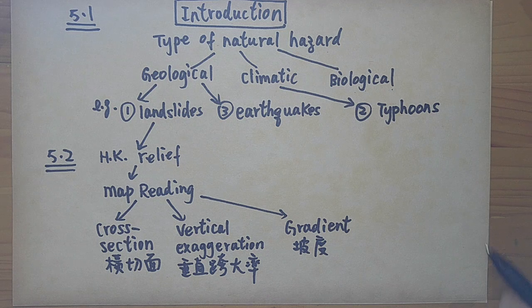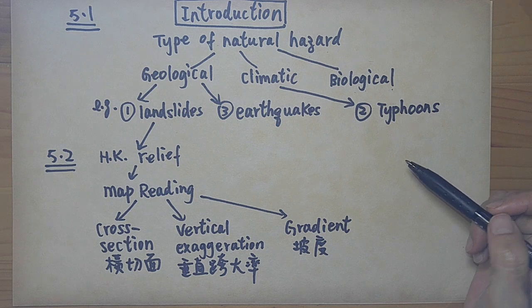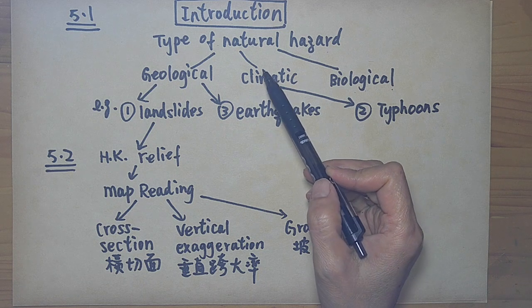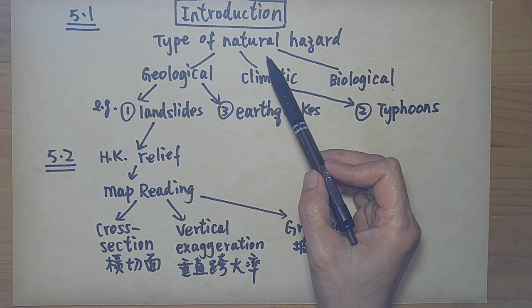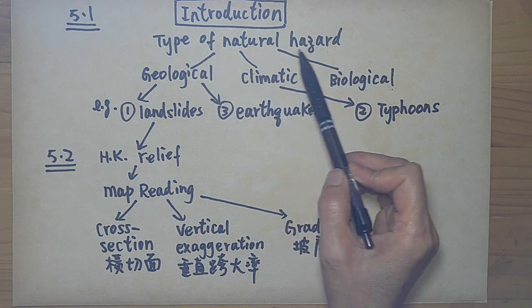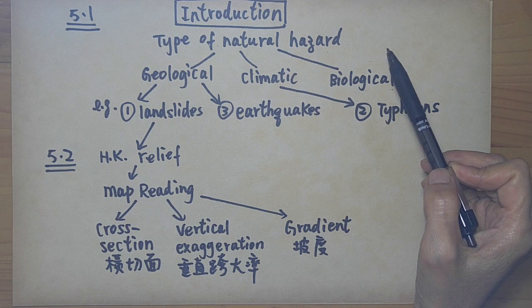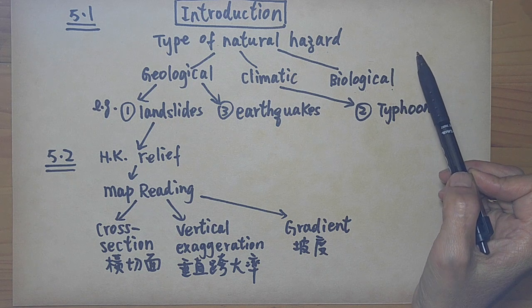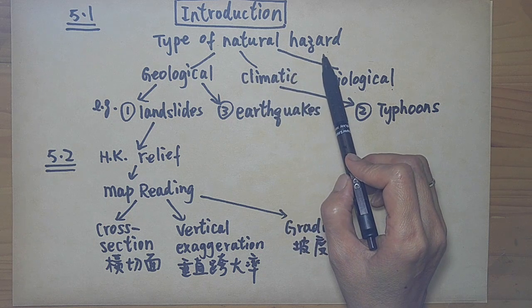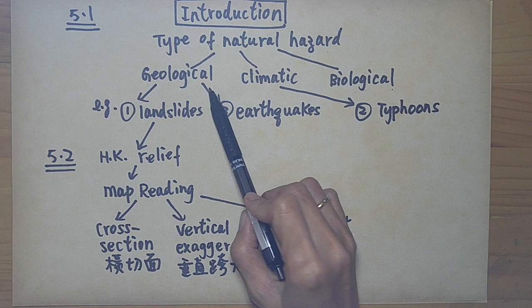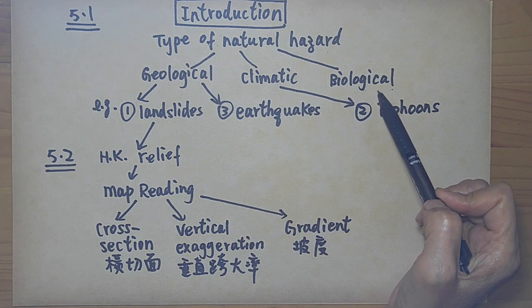Now let's look at this flowchart. For 5.1, what we have learned before, remember? So we have learned about the definition of natural hazard and also types of natural hazard, and also the distribution of natural hazard, for example, the earthquake. Now, for type of natural hazard, we have three important types: geological, climatic, biological.